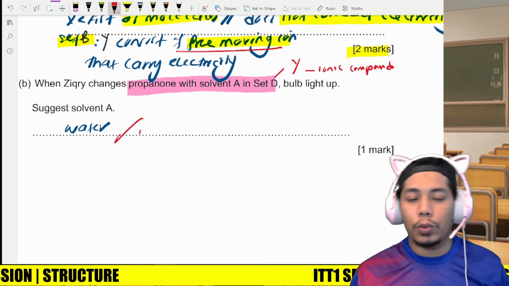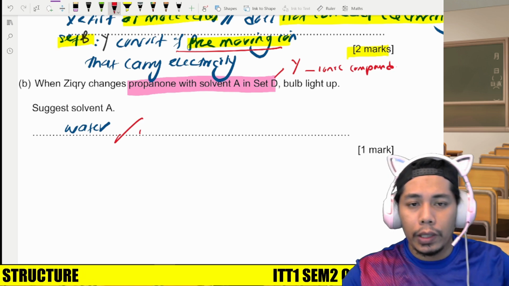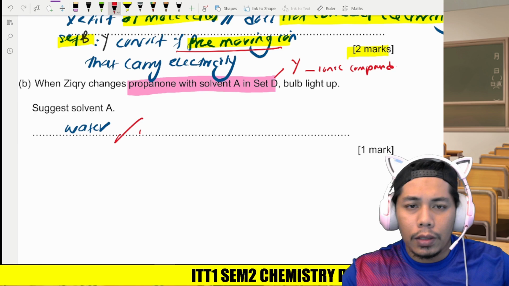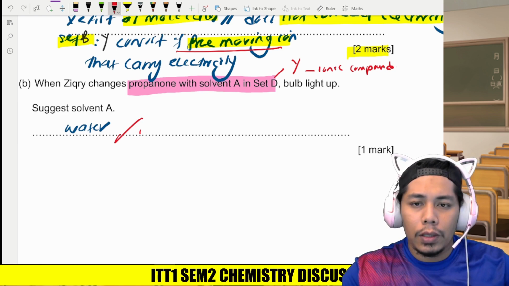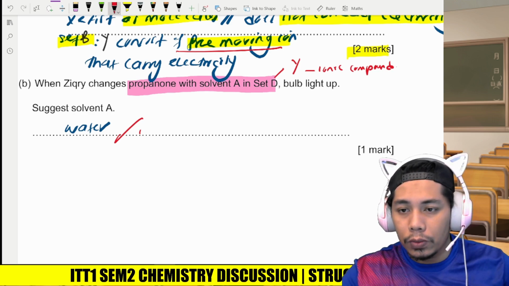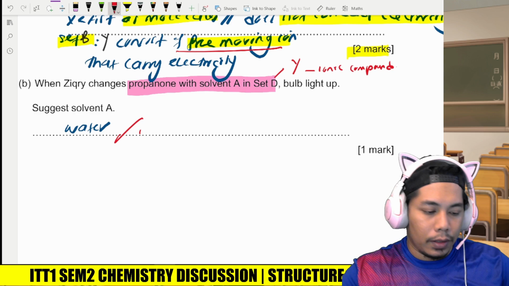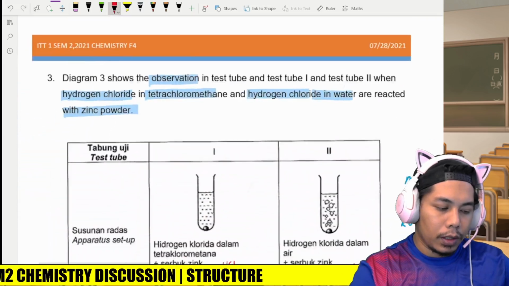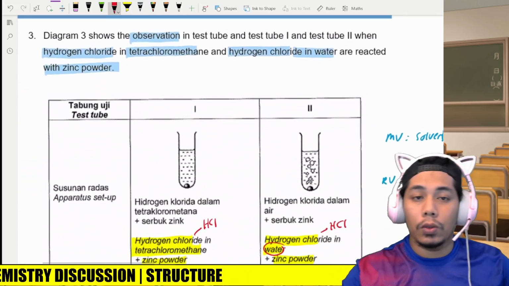Okay, ni pun sama, ada yang jawab hydrochloric acid, sulfuric acid, macam-macam lagi. Sodium chloride, bukan water. Bila cerita pasal solvent, dia ada 2 je, water ataupun organic solvent. Okay, so seterusnya. Okay, masuk soalan yang seterusnya, soalan nombor 3.